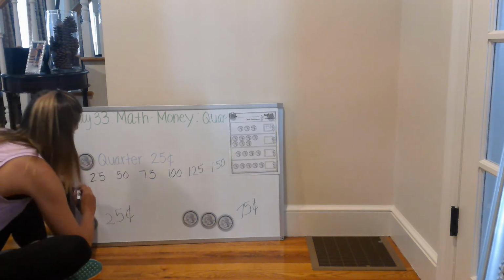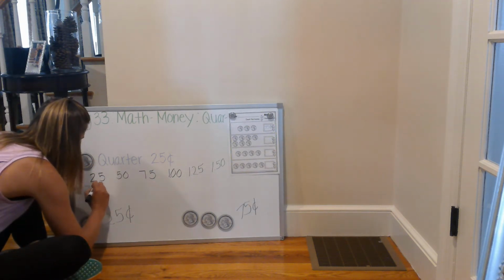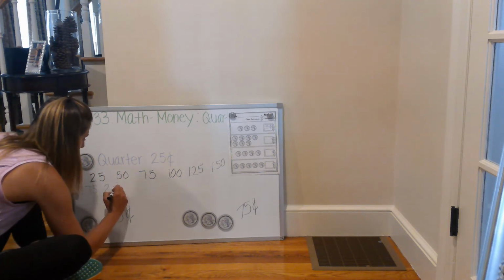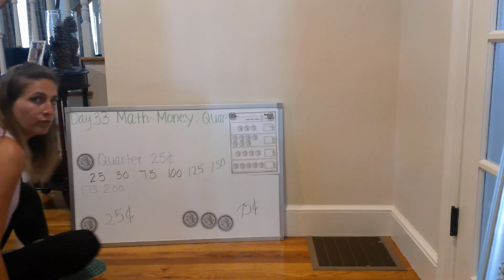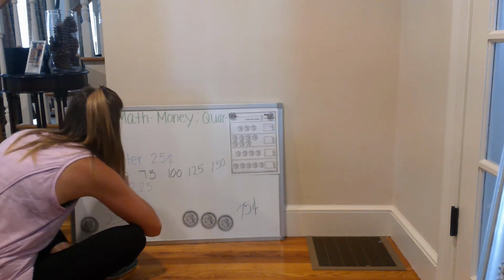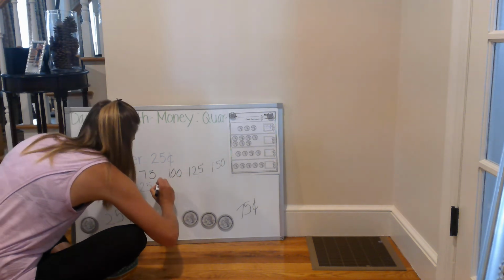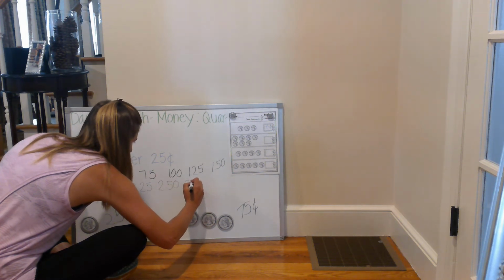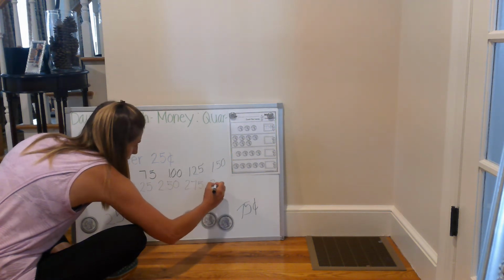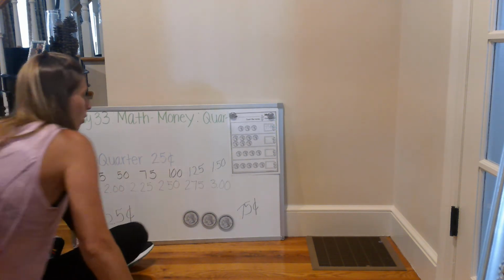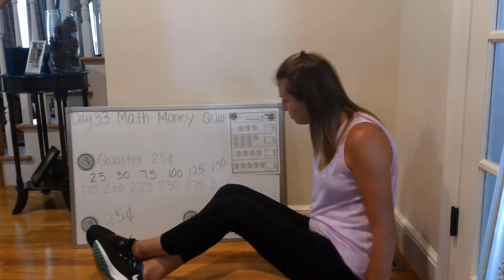7 quarters would equal $1.75. 8 quarters would equal $2. I'm going to go all the way up to $3. 9 quarters would equal $2.25. 10 would equal $2.50. 11 would equal $2.75. And 12 would equal $3. We're going to need this while we go over the rest of our problems.